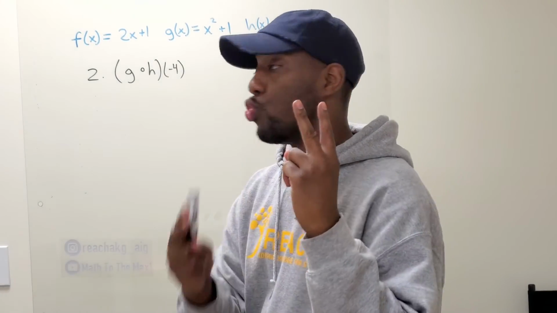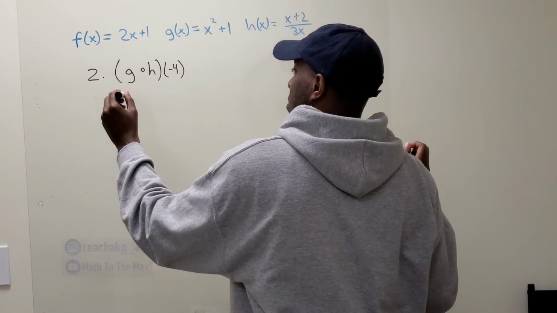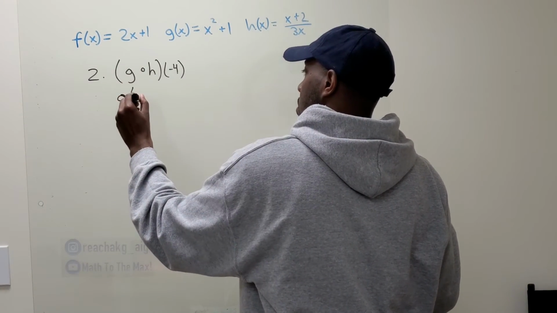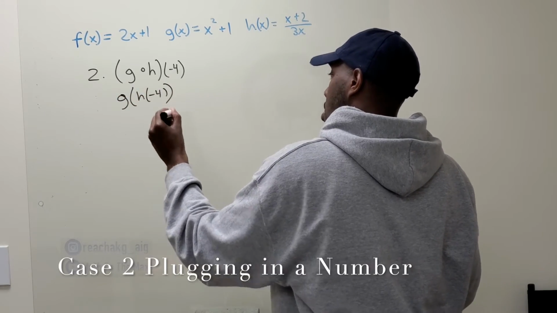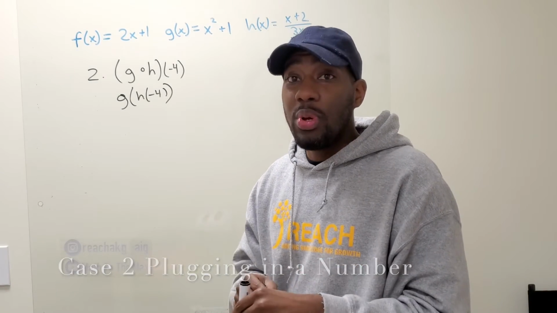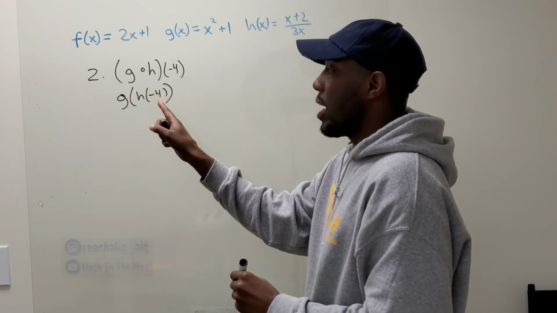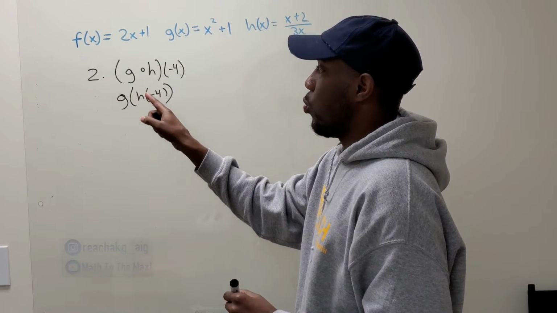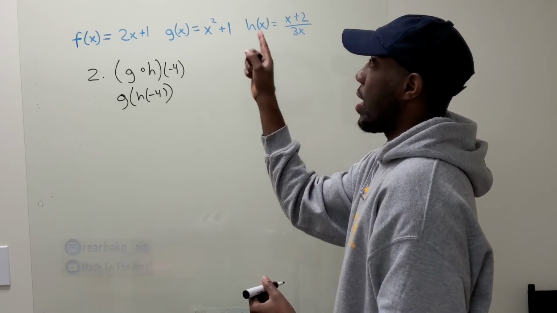Number 2. What does this mean? First of all, let's rewrite this. G of h of -4. All right, so I like this because it got a number. So if you put in a number, you get out a number. All right, so let's put -4 into the h. H right here. So let's put -4 in there. That's the x value. I'm putting -4.